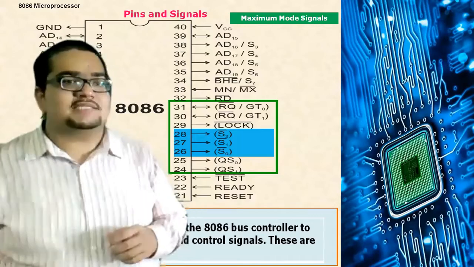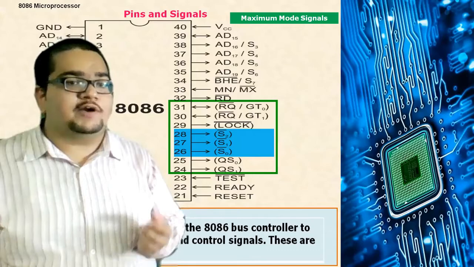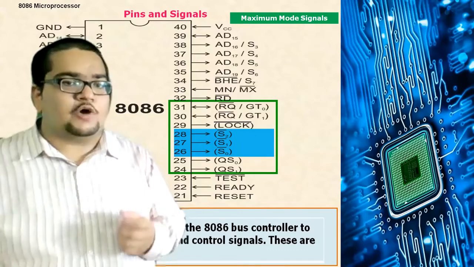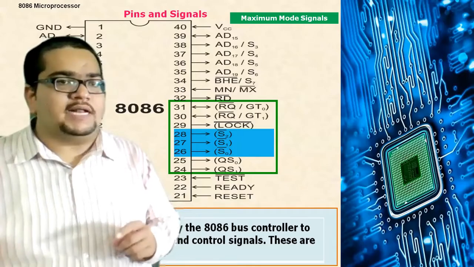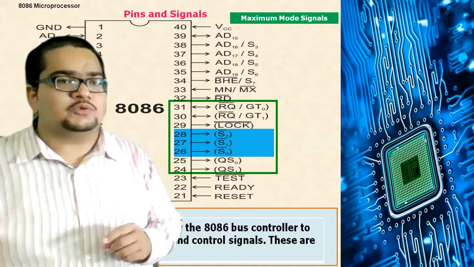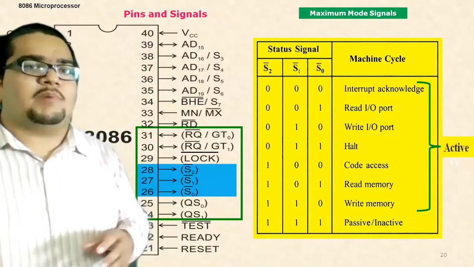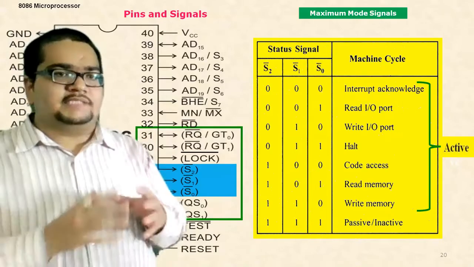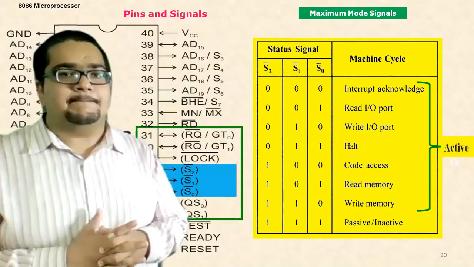But as these 3 lines are there, they give us 8 different combinations, and each combination refers to one particular operation or one particular signal status of the 8086 processor. So what are those? Let us see now. Here you can see S0 bar, S1 bar and S2 bar. S0 bar acts as the LSB and S2 bar is the MSB here.